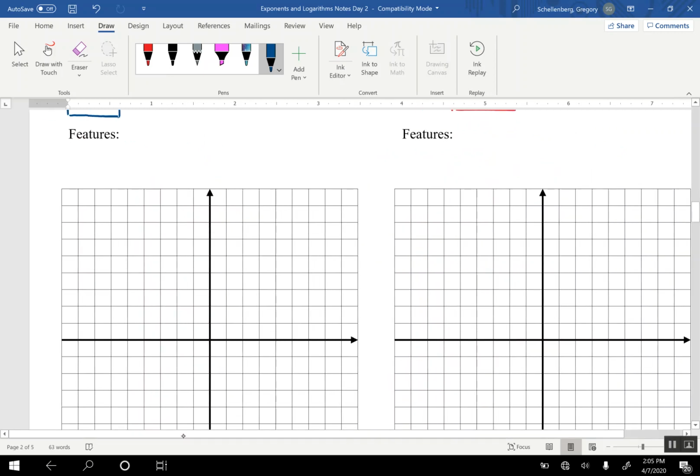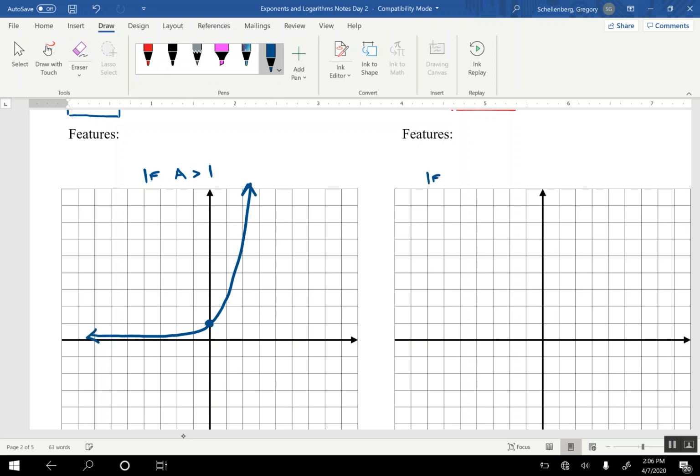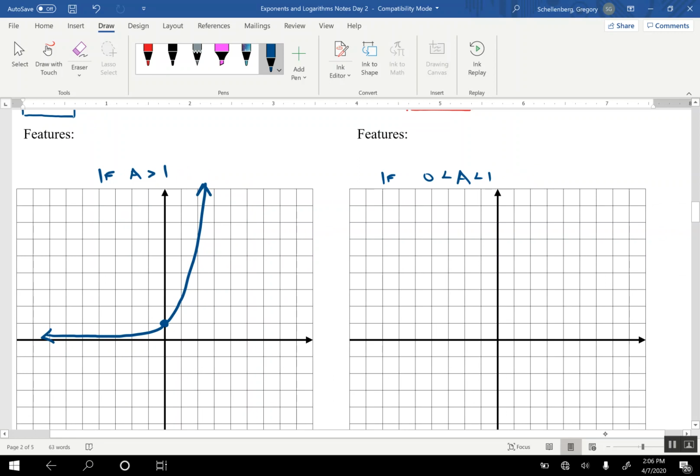Okay, so if a is greater than 1, we have an increasing exponential function. Still going to have a y-intercept of 1, but the function is going to look something like this. That's increasing. If a, our base, exists between 0 and 1, so for example 1/2, which is what we just looked at, this is a decreasing exponential function. So it's going to look something like this.